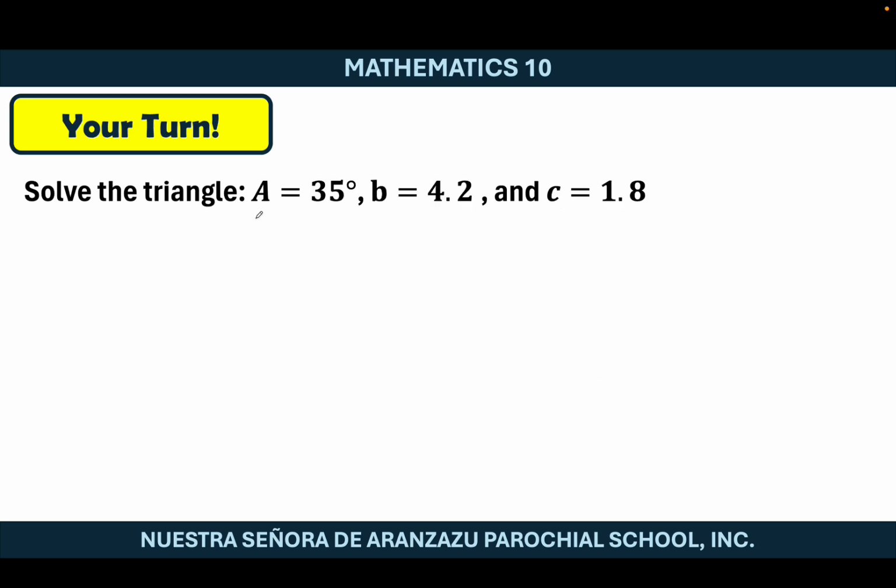Okay, you may try this one to solve this triangle, and you may ask questions if you encounter any. So, the given angle is 35 degree, and the side B is 4.2, and side C is 1.8. Okay, so balikan yung video para may guide kayo.